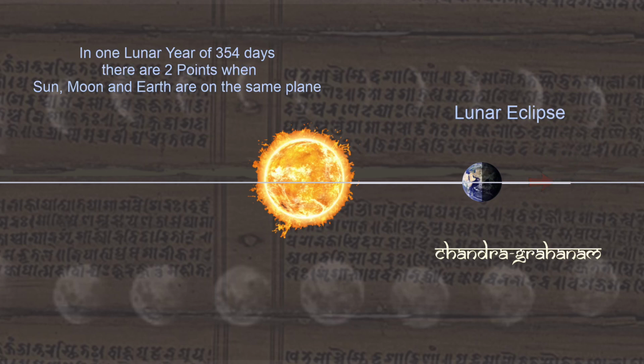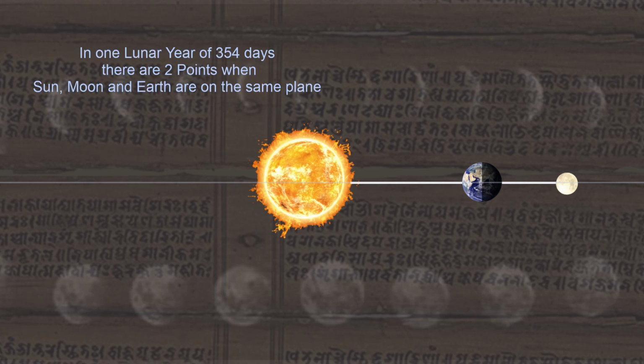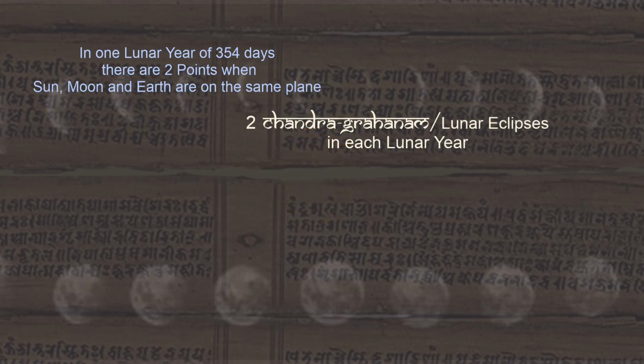A lunar eclipse can therefore occur only on a full moon day, the Tithi of Purnima, when the sun, earth and moon are in one straight line. I mentioned that there are 2 lunar eclipses in a lunar year. But since the Western calendar uses a solar year of 365.25 days, by this calendar, while we may see 2 lunar eclipses in most years, in some years we may witness 3, or 1, or none at all.